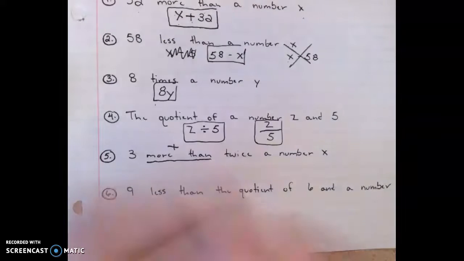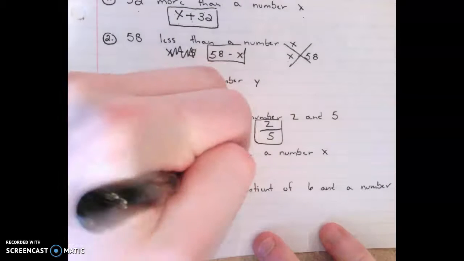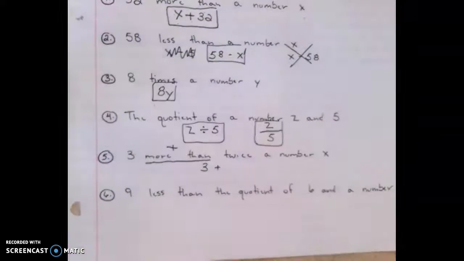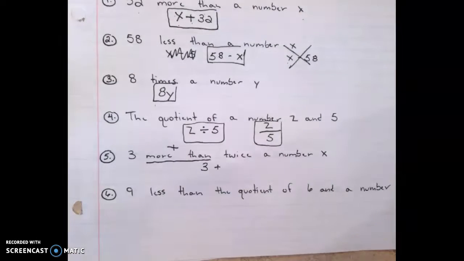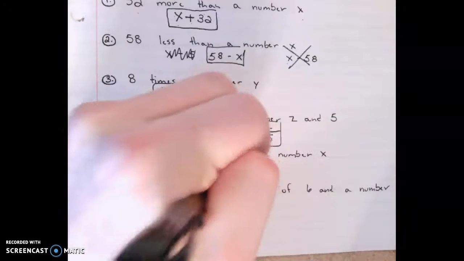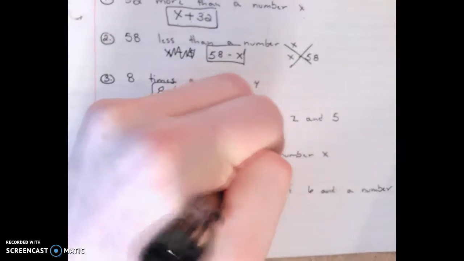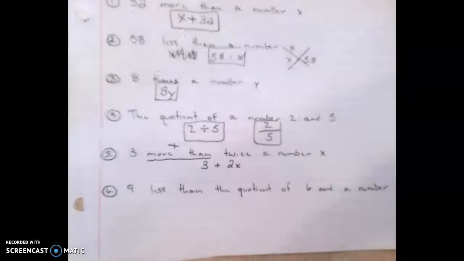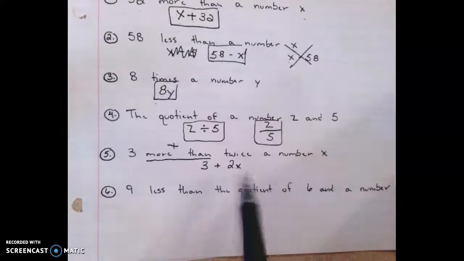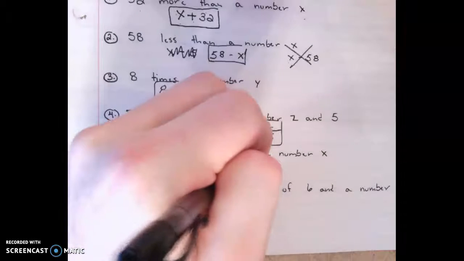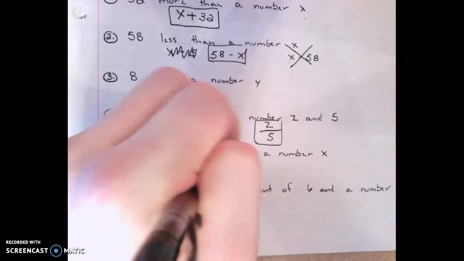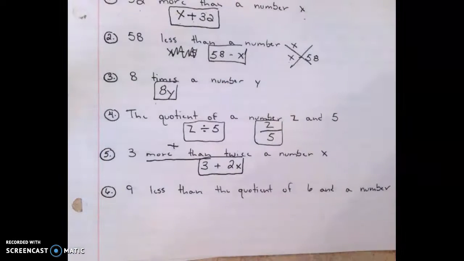So 3 plus twice a number x. Well, if I'm taking twice of something, or 2 of something, that means I'm multiplying it by 2. So 3 plus 2x, because it's twice of x. So x times 2 here. So our final algebraic expression is going to be 3 plus 2x.